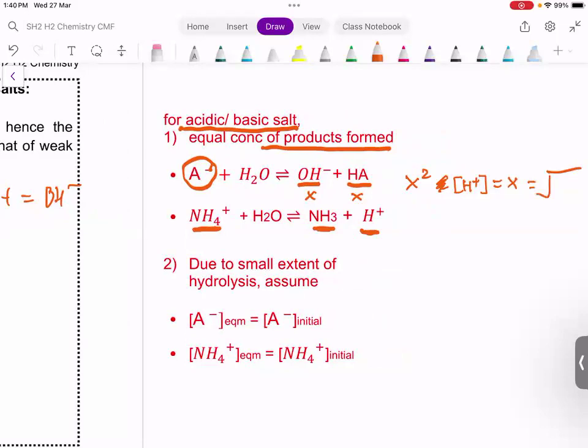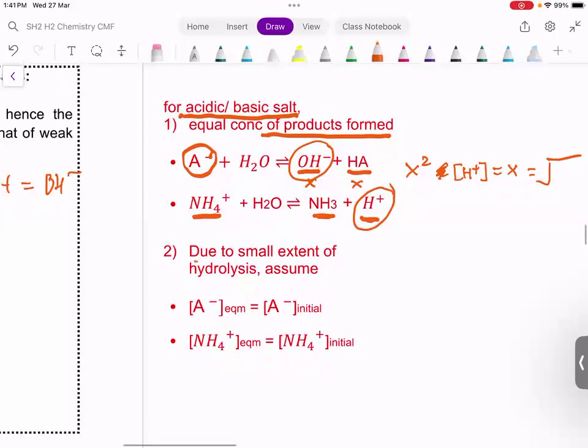I do a lot of shortcuts here. Before this, you are supposed to come up with the ICE table, right? But in the worked example, we never use the ICE table. If you can recall, we use the ICE table when we work with weak acid or weak base. In that ICE table, we know that the products are formed in equal concentration. So if I were to find the concentration of OH minus or H plus, I must do a square root.